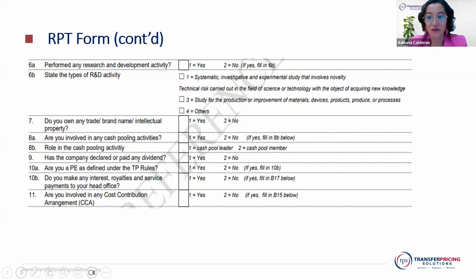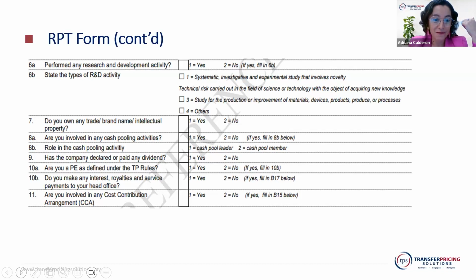So I'm guessing that we have to go here with the TP definition because these are related party forms, but then a bit of a struggle without documentation. Then questions 8A and 8B are questions around cash pooling activities, whether the company is within a cash pooling arrangement, and what type of cash pool participant it is. Then question 9, whether the company has declared or paid dividends.